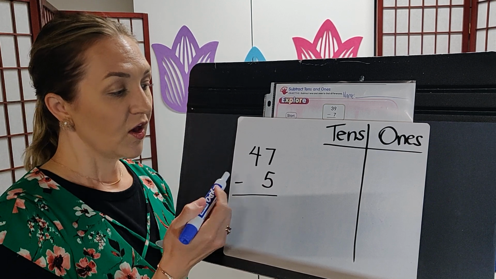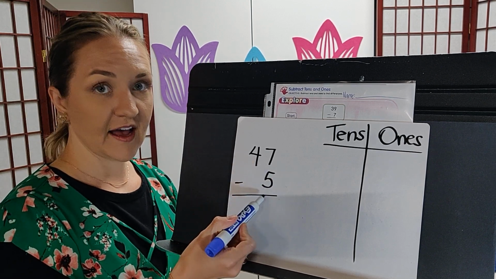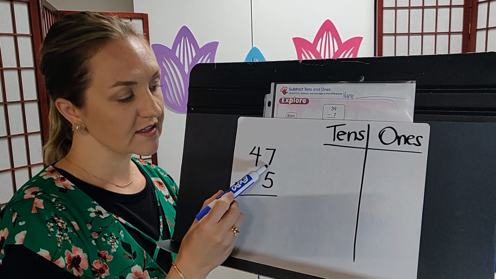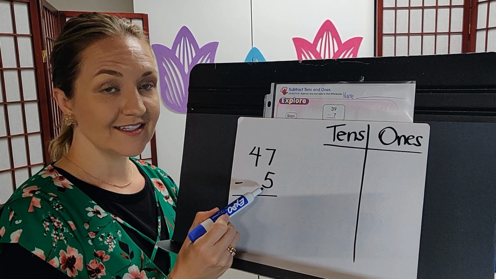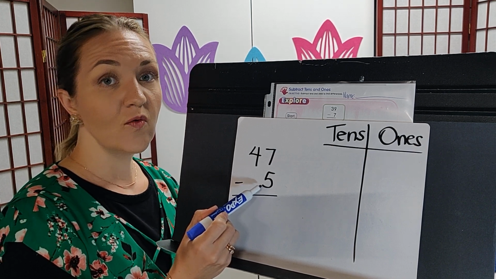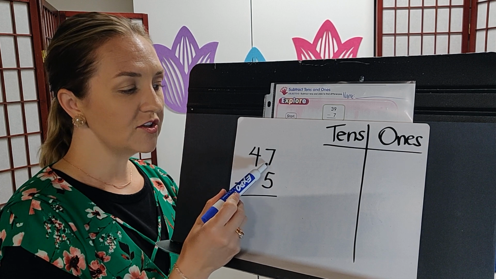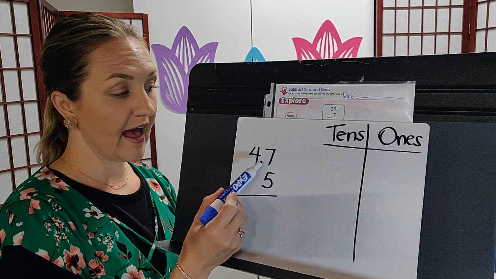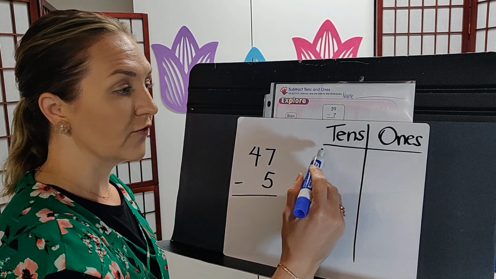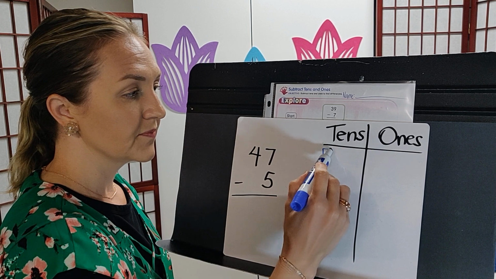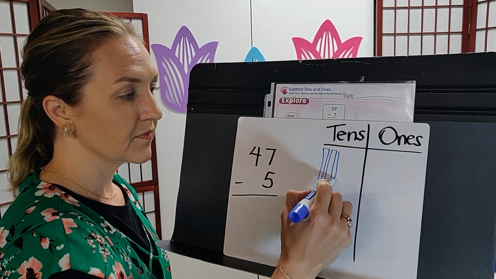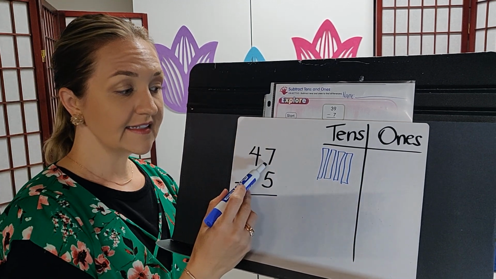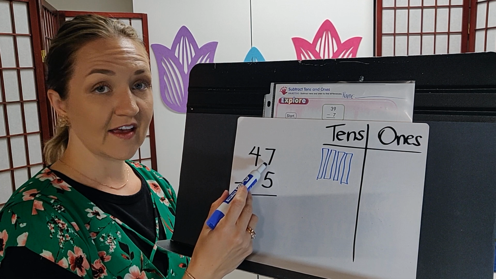Here's my example. 47 minus 5. 47 is a 2-digit number. I have an amount in my tens column and my ones column. 5 is a 1-digit number because it only has a number in the ones column. Okay, so let's go ahead and draw out the cubes that we need for 47. 47, we have 4 groups of tens, so I'm going to draw 4 of those. And 7 in my ones column, so I'm going to draw 7 ones cubes.